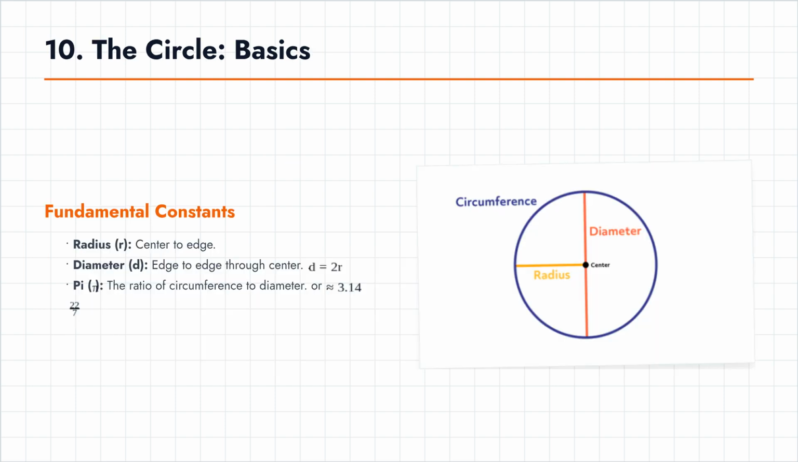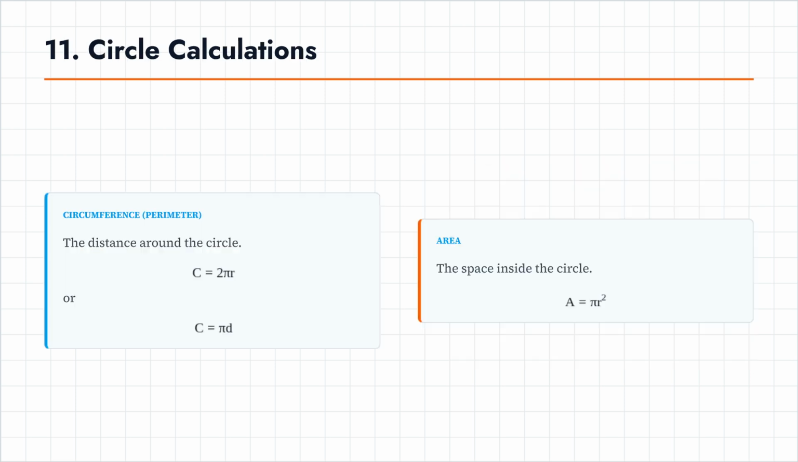Moving to the circle, key constants include the radius r, the diameter d, which is twice the radius, and pi, the ratio of circumference to diameter, approximately 3.14. For circle calculations, the circumference, or perimeter, is found using 2 times pi times the radius, or pi times the diameter. The area, the space inside the circle, is calculated as pi times the radius squared.